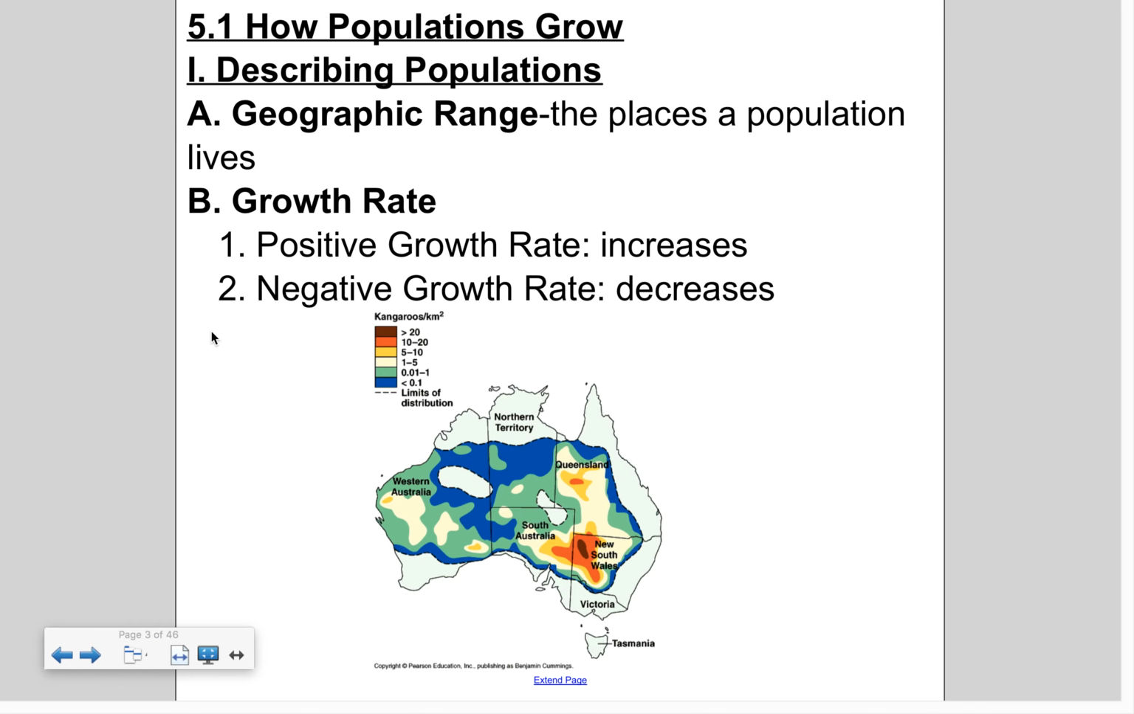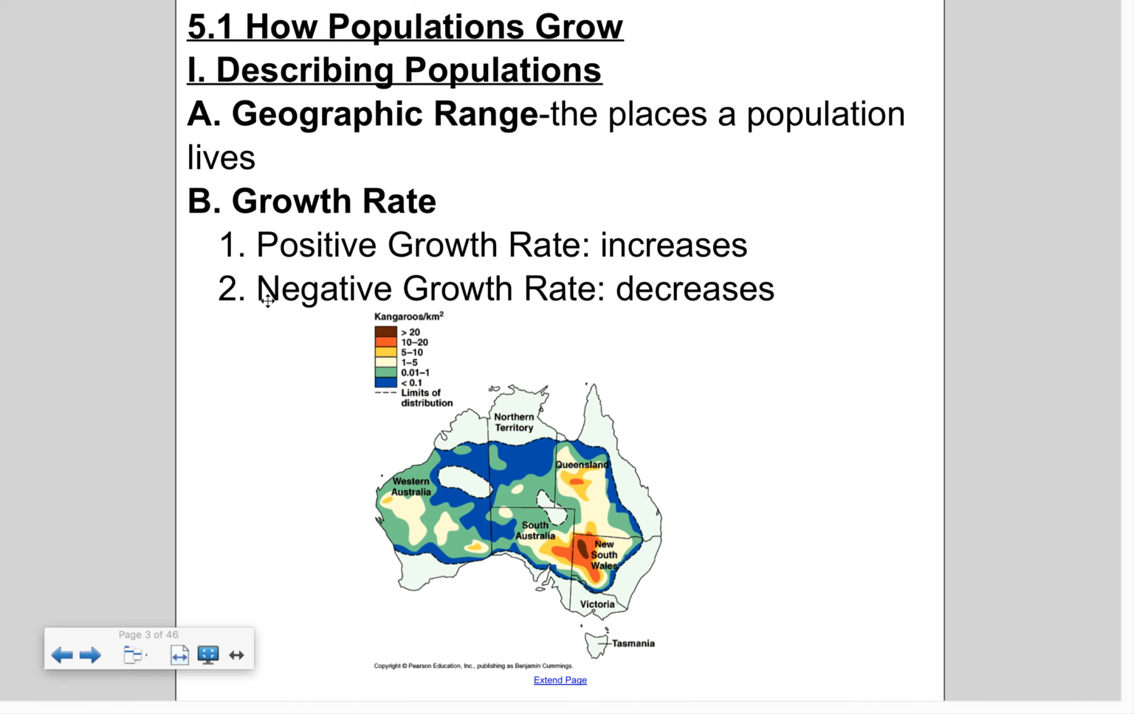So when we talk about populations, there's a few ways we can describe it. And the first one is its geographic range, the places where a population lives. So, just figuring out where a population is, what's the area that it's at. So if you take a look at this picture down here of Australia, looking at kangaroos, we can kind of see that kangaroos tend to be more concentrated in this region versus in these blue outer regions, okay? And part of that is there's a huge desert here.